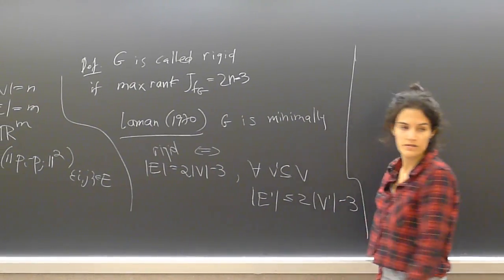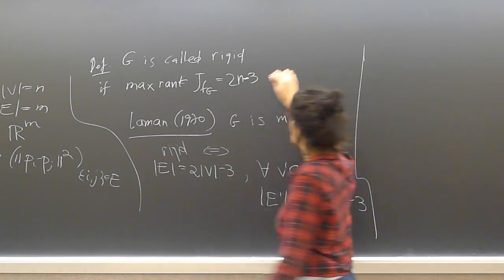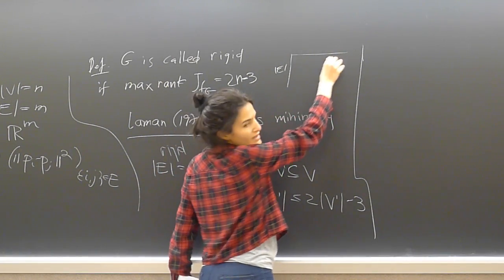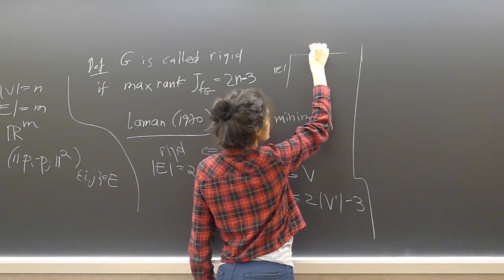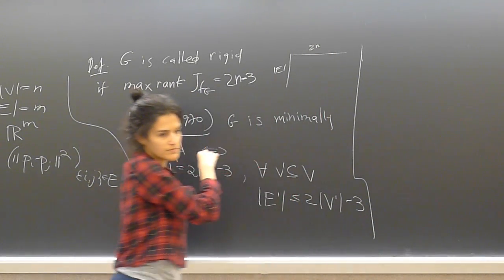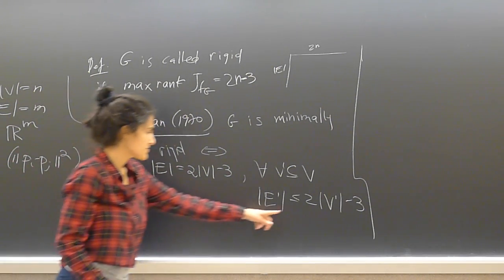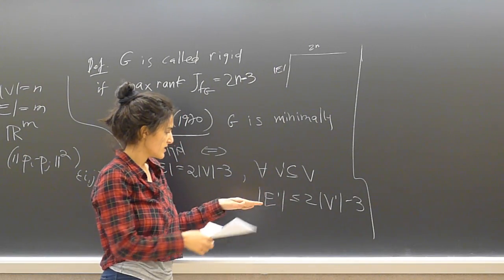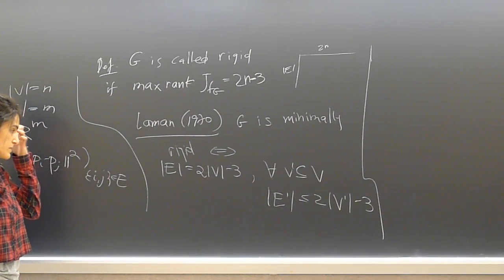So the matrix is what size? The number of rows will be the number of edges, and the number of columns will be n times the dimension. And the E prime is strict inequality? Not strict inequality. If you have more edges, then it means that there is some dependency there.